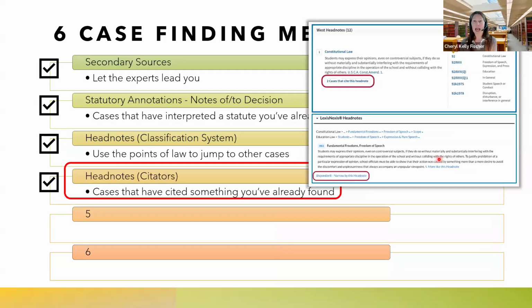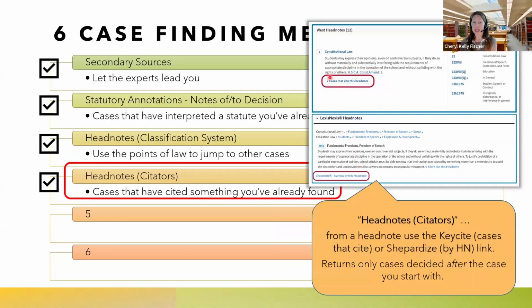Next is headnotes. Again, at this time, you're using the citator. That's the button under your headnote. So from a headnote, you're going to use the key cite, cases that cite, or shepherdize, narrow by the headnote, link. And this link is only going to return cases decided after the case you're starting with. Why only cases after the case you're starting with? Because by definition, the citator is only going to return cases that cite your case, that came after your case, and cite back to it.